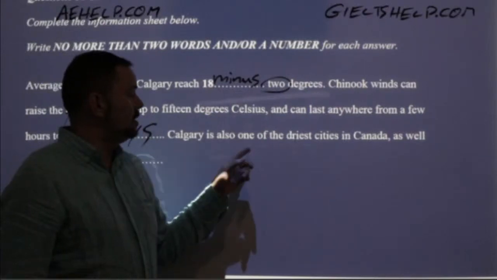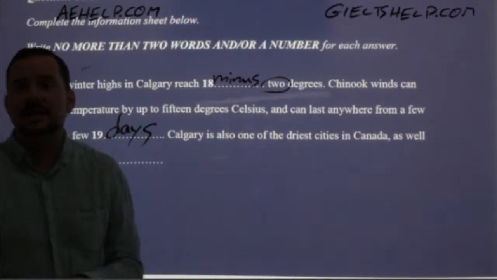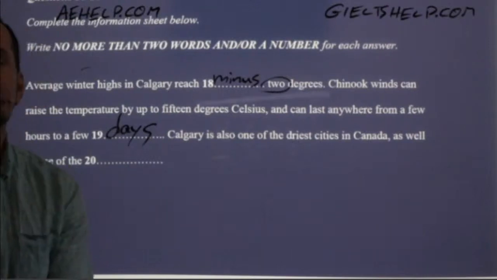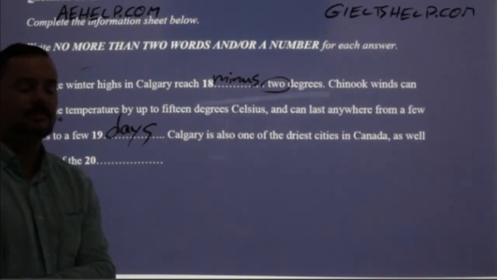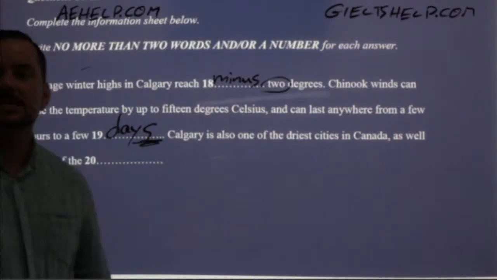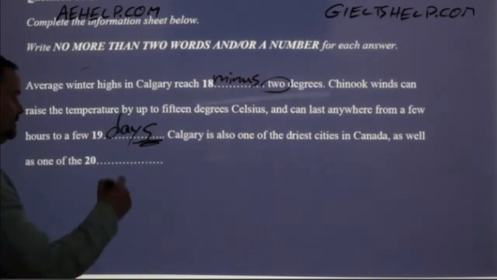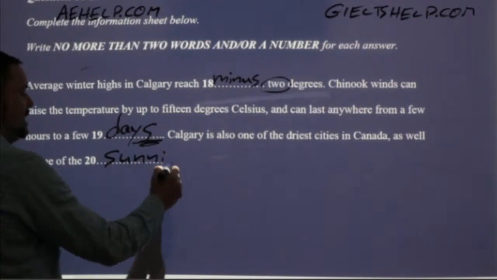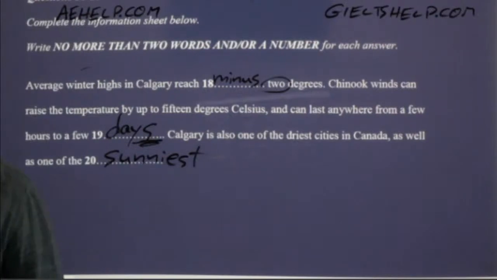Calgary is also one of the driest cities in Canada, as well as one of the, so it's driest, and what's the last answer for question 20? Let's see who gets it up there first. This is days, it's plural, make sure you have S. Okay. Sunniest, very good. Devansh, you're the first. Thumbs up. Sunniest. S-U-N-N-I-E-S-T. Sunniest. Okay, most sunny, sunniest.